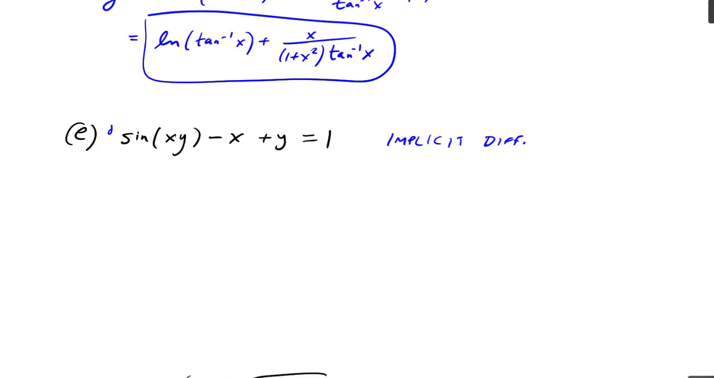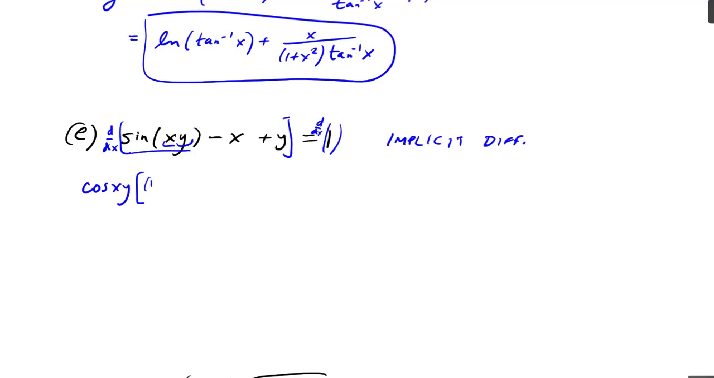So that means I'm going to take the derivative of both sides here with respect to x. And when I go on the left here and I see the derivative of sine xy, that's sine of something. So I get cosine xy. And then I have to go and take the derivative of the xy, but realize that that's a product of two functions of x because y is a function of x. So I have to do product rule.